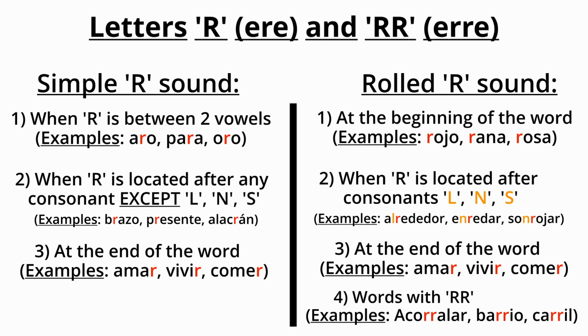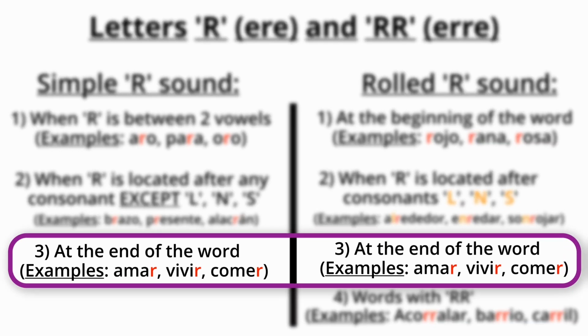As you can see, sometimes even if a word has only one letter R, it can still make the long rolled R sound. For example, when it's located at the beginning of the word. You might have also noticed that we have the end of the word situation for both simple R and rolled R sounds. So what's up with that? The thing is that when it comes to having letter R at the end of the word, it's a matter of your preference, meaning that you can choose to either make a simple R sound or a rolled R sound. Both options are completely acceptable, but only when it's located at the end of the word.